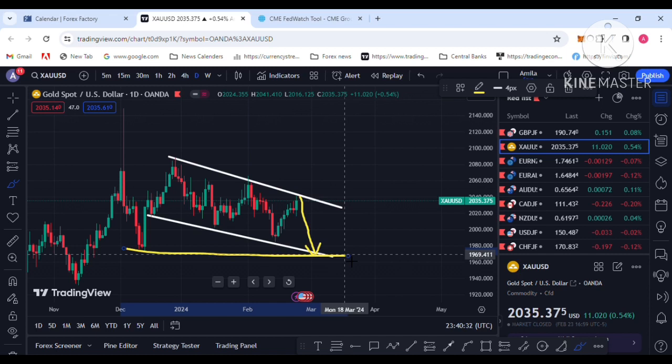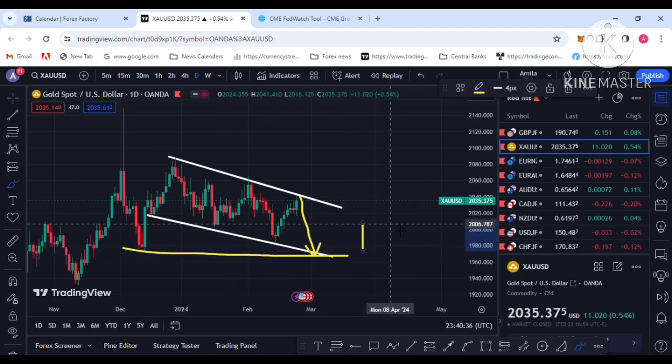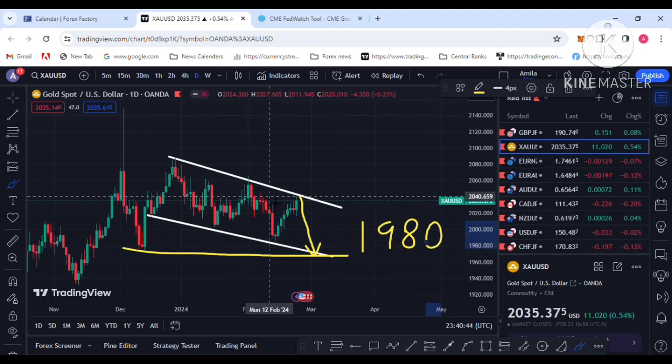The 1980 level is the next target. So that is bearish for gold. If it does not break out of this trend line, the downtrend will continue. The 1980 is the target. Those are my two options with the technical analysis, the technical picture I am seeing for gold.